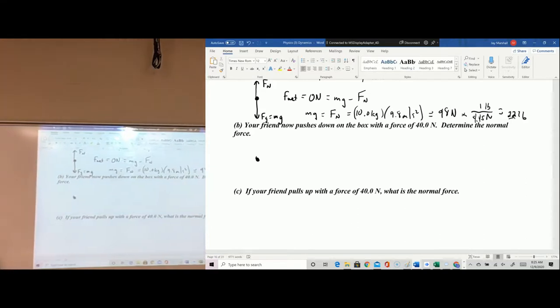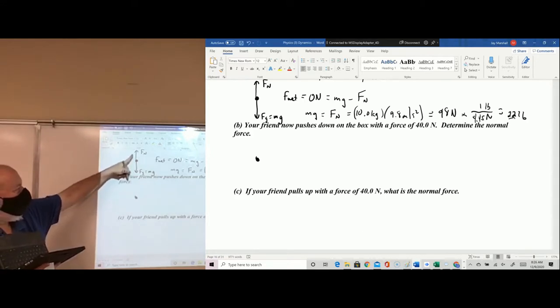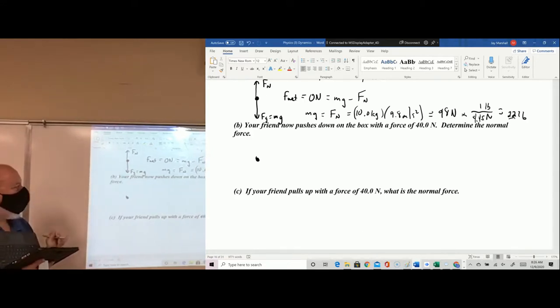How would I add that into my free body diagram? Right now I've got the force due to gravity and the normal force in the upward direction. How would I add my friend pushing down on the box? Where would it go? Would it go on the bottom as well? Okay, so I'm just going to add it. I've got the force due to gravity and, not the normal force, but we're going to call it a force applied.